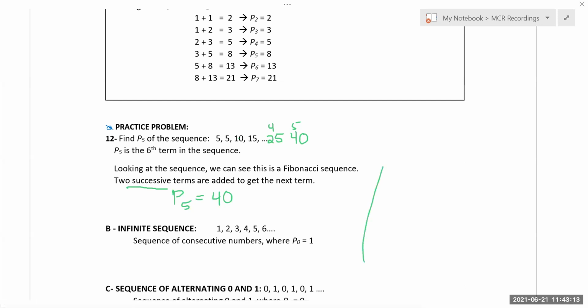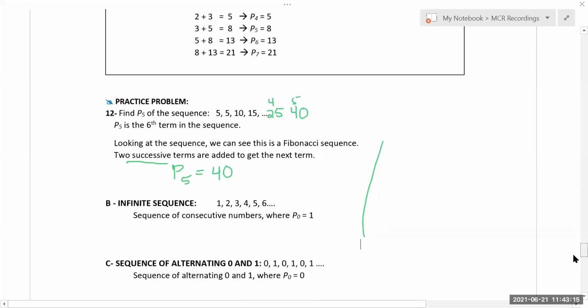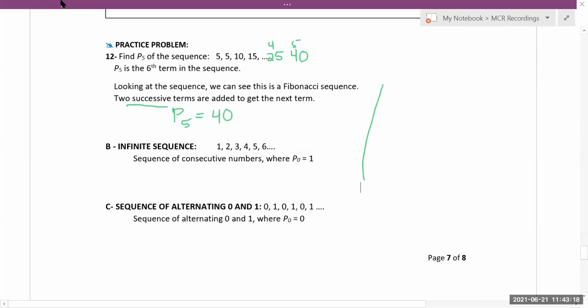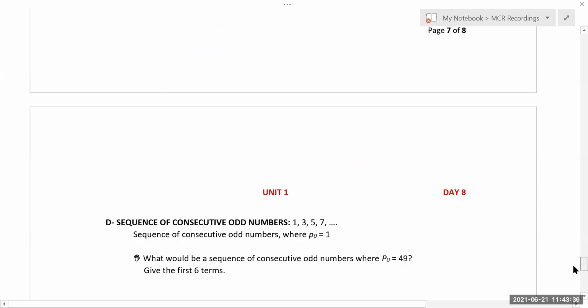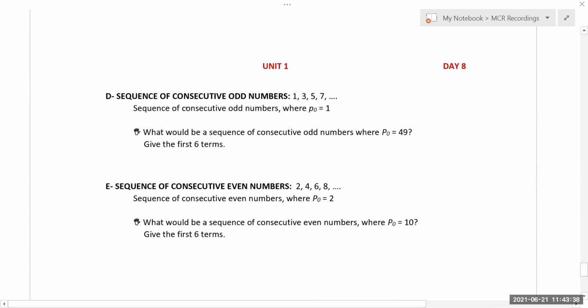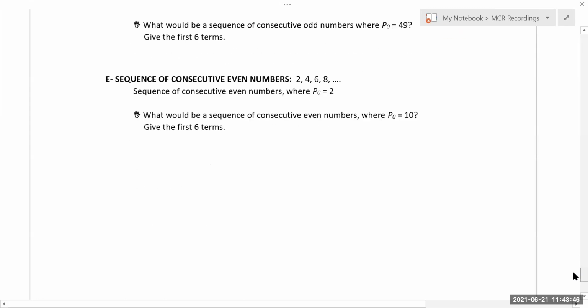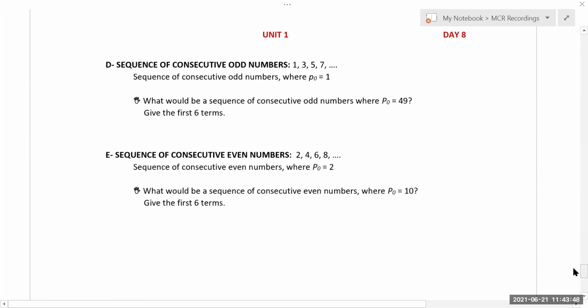Your infinite sequence is just where it goes forever. It's counting. So 1, 2, 3, 4, 5, 6, 7, 8, we just go on and on and on. Your alternating 0 and 1 is another one we sometimes see. 0, 1, 0, 1, 0, 1. Again, it's a pattern. We're not going to do much with it, but just so you know they do exist. You can have a sequence of consecutive odds. You can have a sequence of consecutive evens. So just note that all of those do exist.